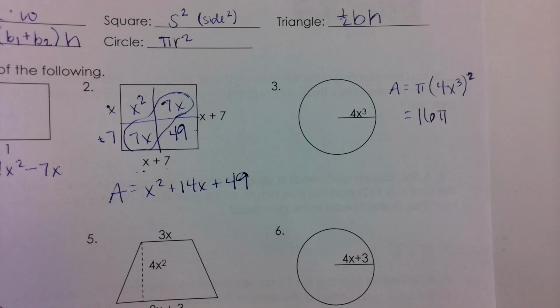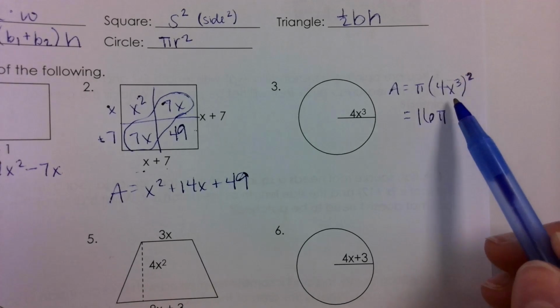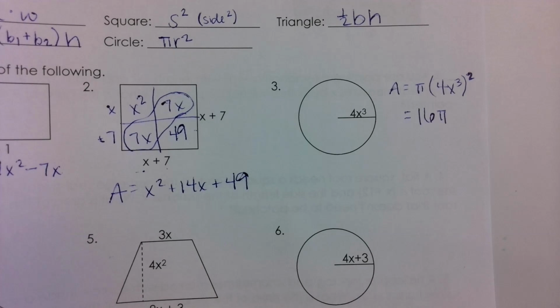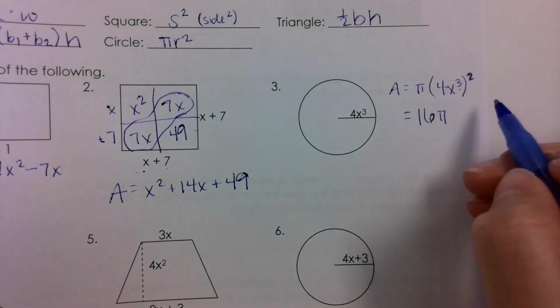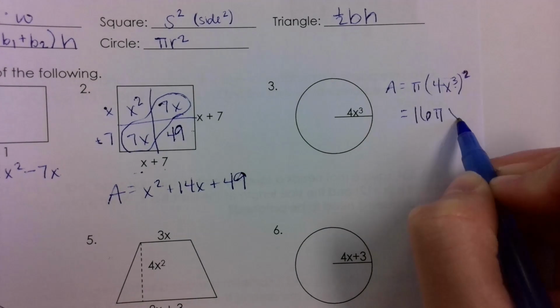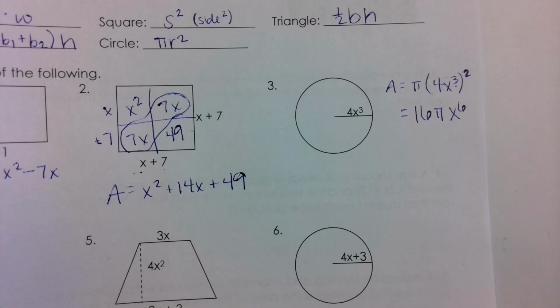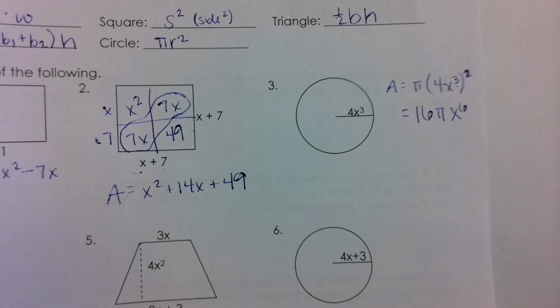And then inside those parentheses, we also had x cubed to the second power, or squared. So when you have a power to a power, you multiply. So what is 3 times 2? 6, so that should be x to the 6th. Is that all right? Questions? Cool. Moving on to number 4.